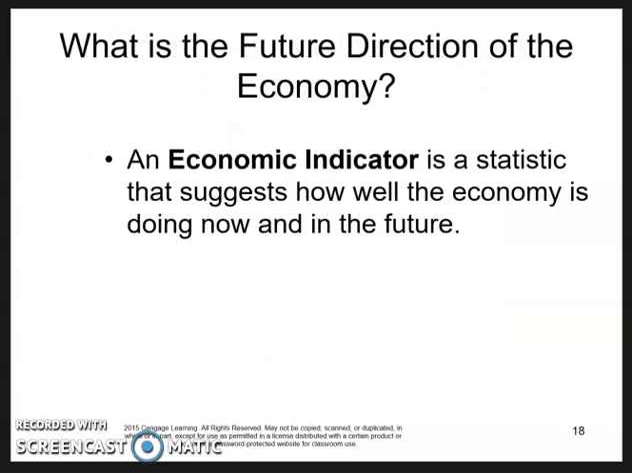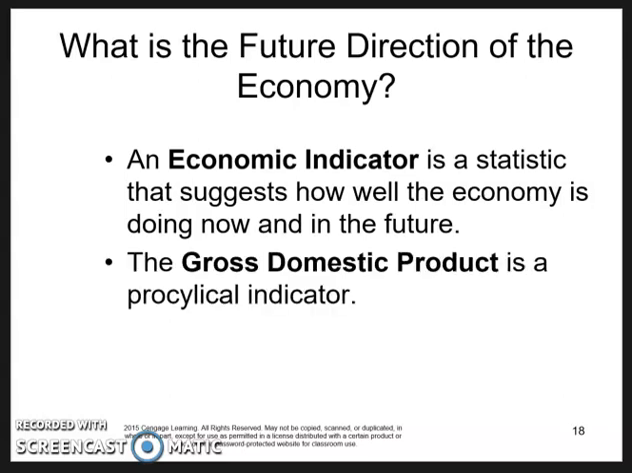So, future direction of the economy. What we're talking about here is economic indicators. Economic indicators give you an idea of how well the economy is doing. Well, gross domestic product is a cyclical indicator. So when gross domestic product is going up, the economy is doing well. If it's declining, the economy is doing poorly.